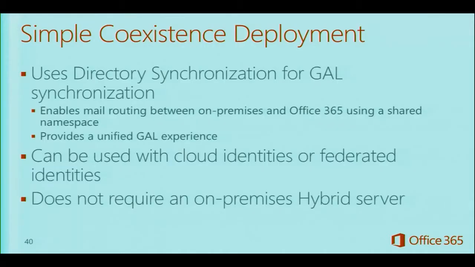Now, in a simple coexistence environment, the DIRSync that we've been talking about is used for the GAL, global address list, synchronization. And as I mentioned, that is there so we can provide a unified GAL, no matter who is viewing it, and email routing using that shared SMTP namespace. And this can be used with cloud IDs, this can be used with federated IDs, and the simple coexistence story does not require you to do things like, for example, deploying an on-premises hybrid server.